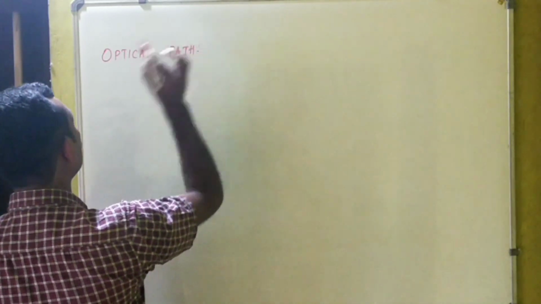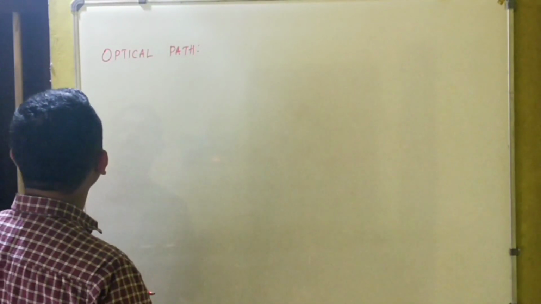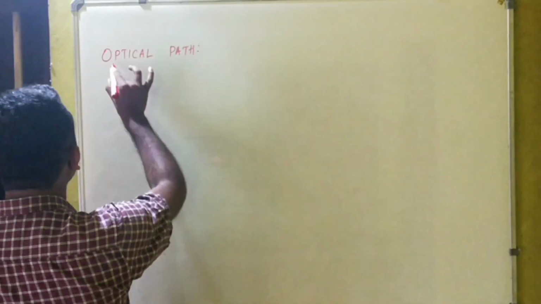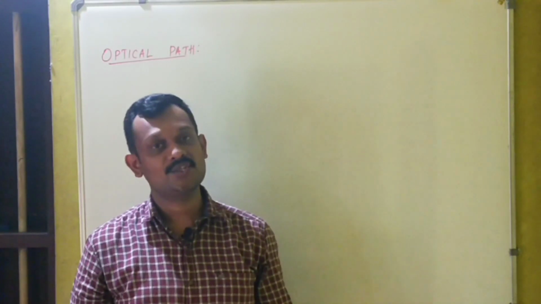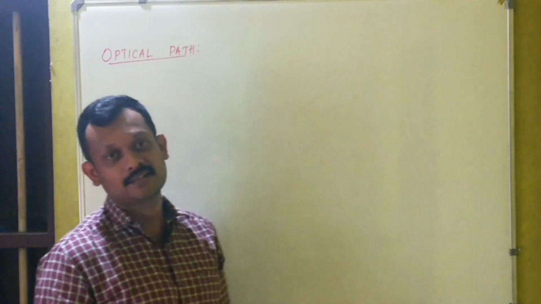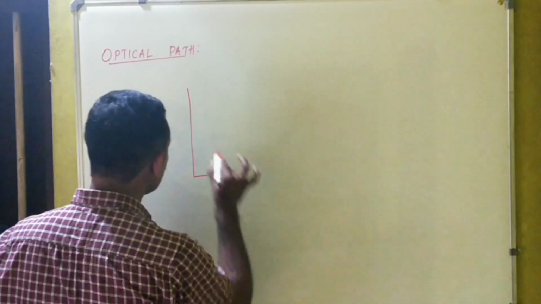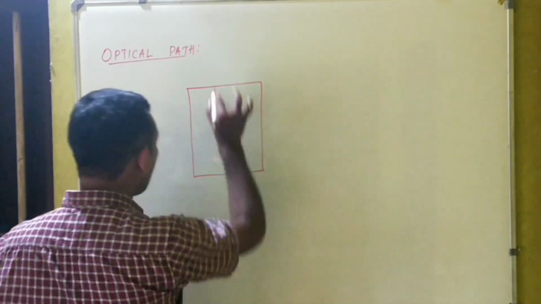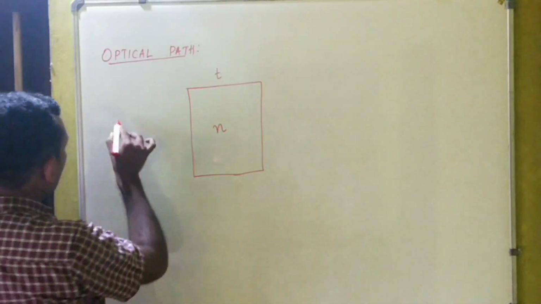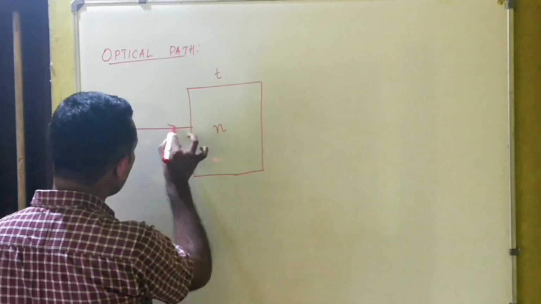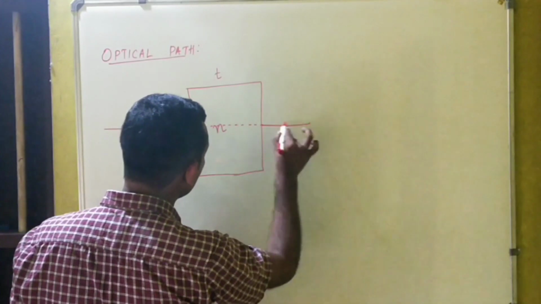Optical path. The next topic that we are going to consider is optical path length. Let me consider a medium of thickness T, and the refractive index of this medium is N. Light is incident normally on this medium, so it will pass without any deviation and come out likewise.